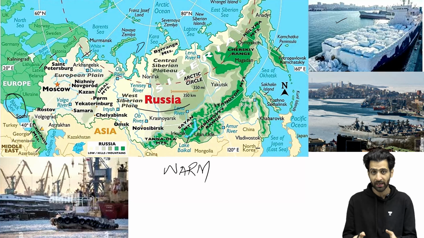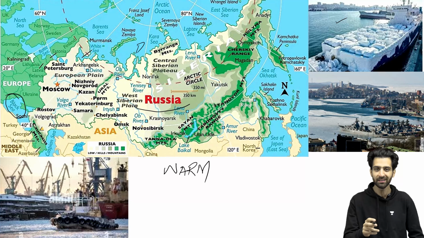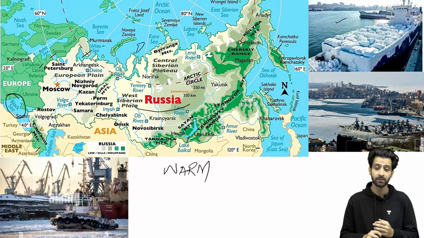So that is why there is very strong support to Ukraine, the weapons and many other things that are provided to Ukraine by the European nations and USA. So these are the two geographical reasons responsible for the Ukraine and Russia conflict.